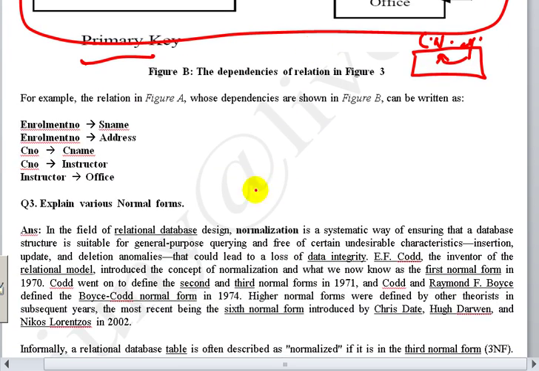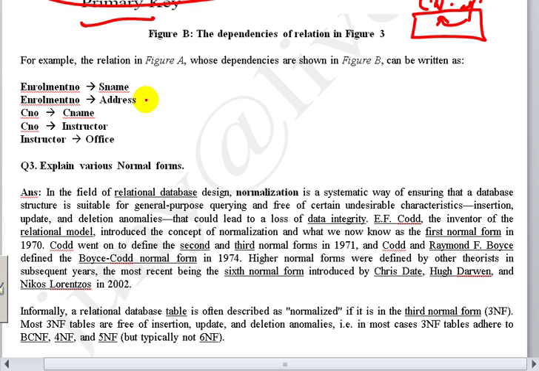Sure. Then we go to our normal forms. If you could see here, enrollment number is telling me what is my name, and enrollment number is telling me the address, right? But course number is telling me the course name, and course number is telling me the instructor, and instructor is telling me the office. This will give me transitivity. You getting me? Okay, I will stop it here.